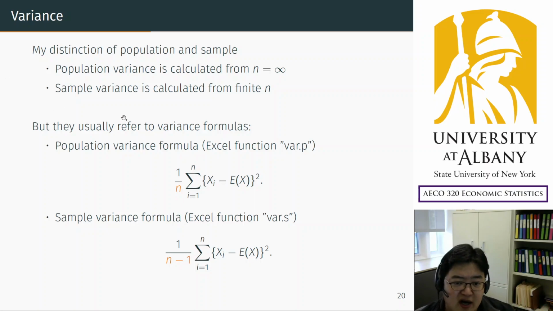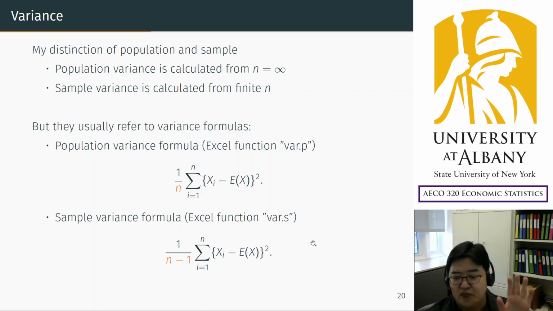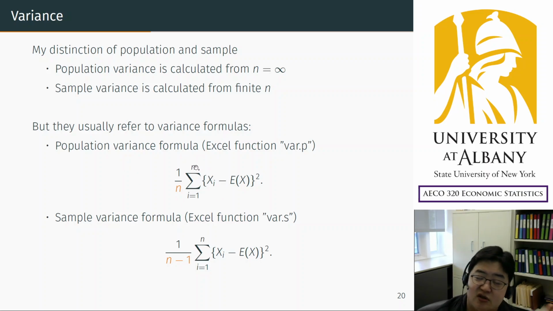But the name of the formula has nothing to do with this idea. So let me explain. First, what's common is calculating the deviation, and then squaring it. So far, calculating the squared deviation is the same for both formulas. And then you need to calculate the average, the mean: sum and divide by the sample size.